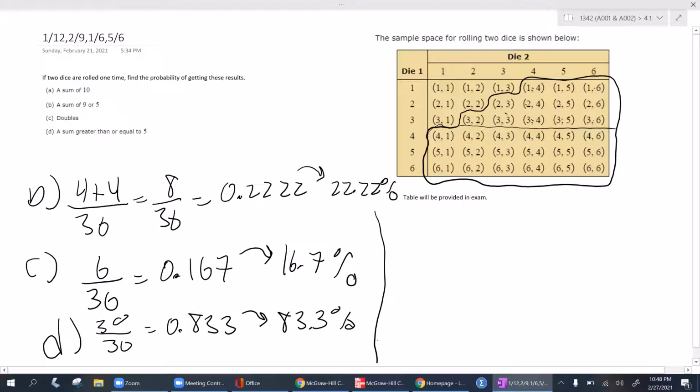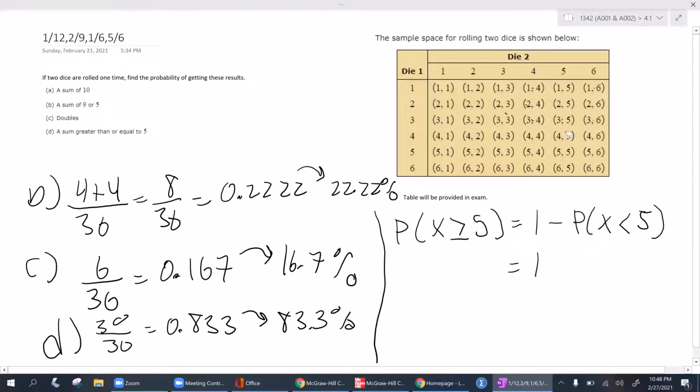One thing you'll notice whenever you're doing these is that sometimes you might be able to find the alternative. If I ask you for the probability of the sum being greater than or equal to 5, this is the same thing as 1 minus the probability of x less than 5. The probability of the sum being less than 5, not less than or equal to. So that means it's going to be any sums that are 4s, 3s, and 2s.